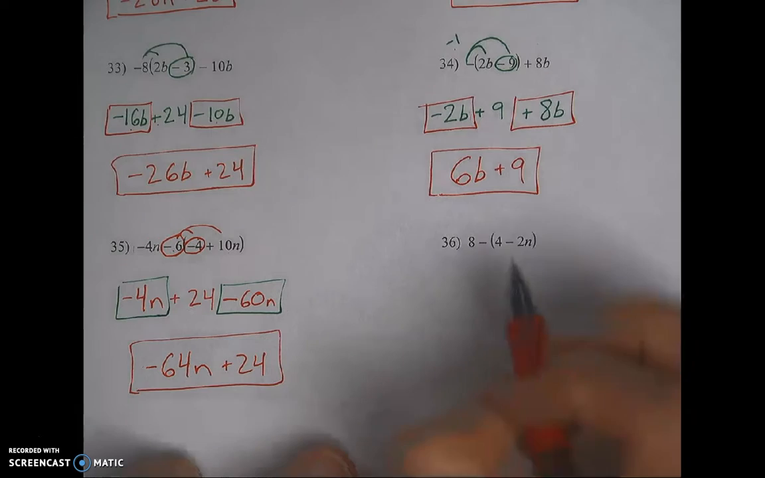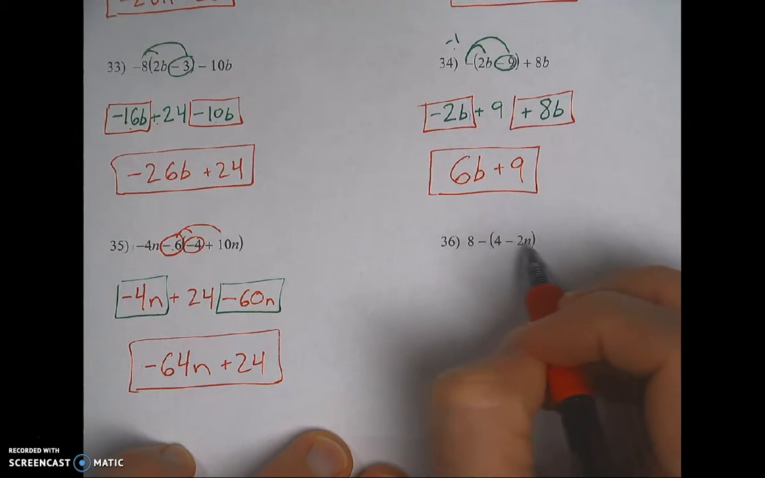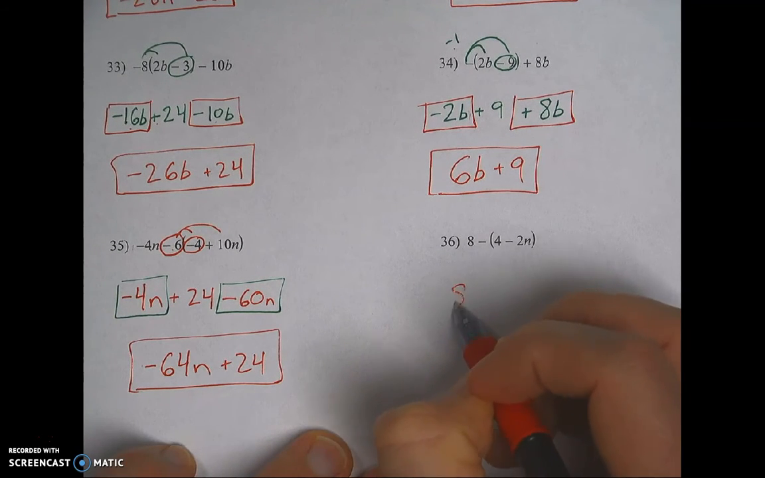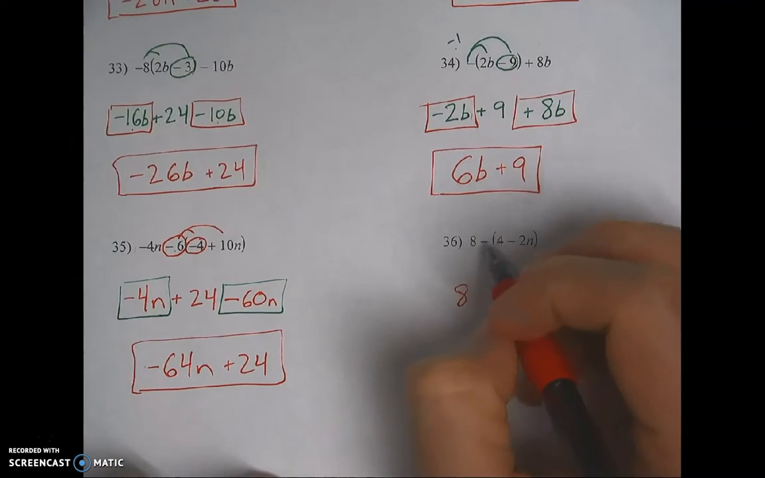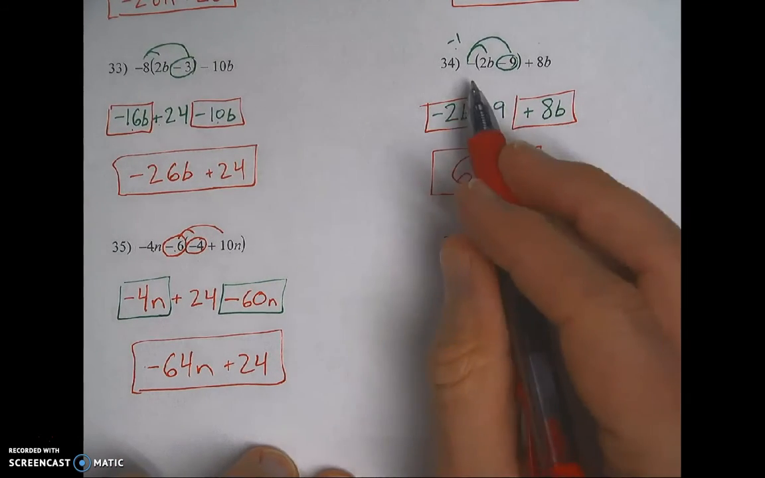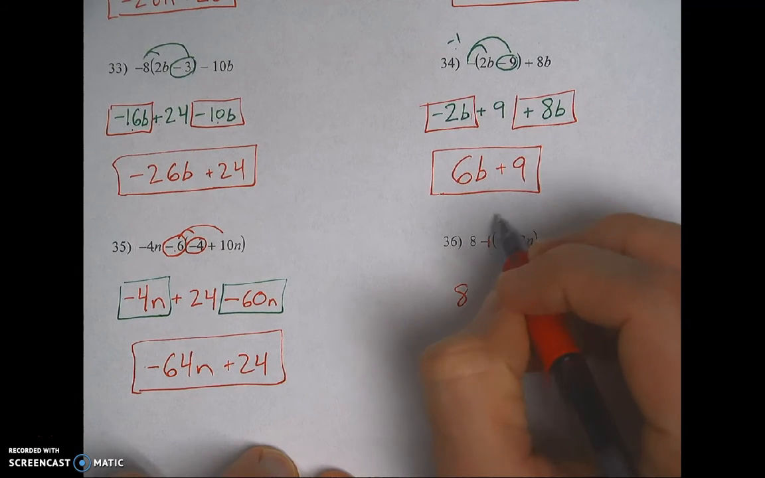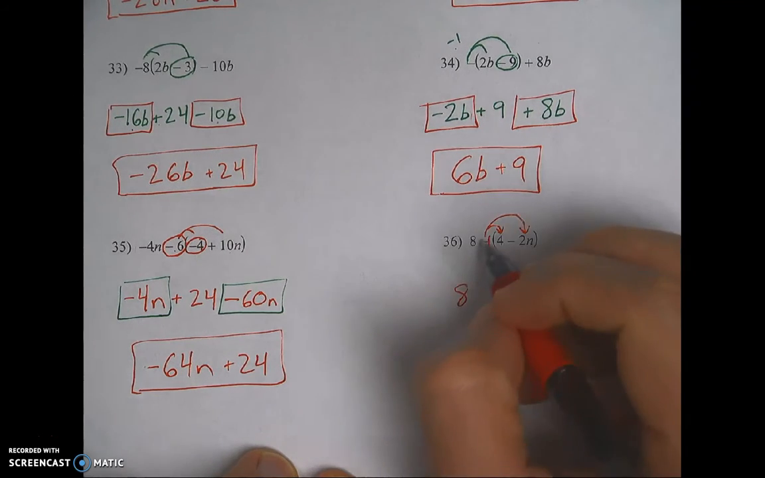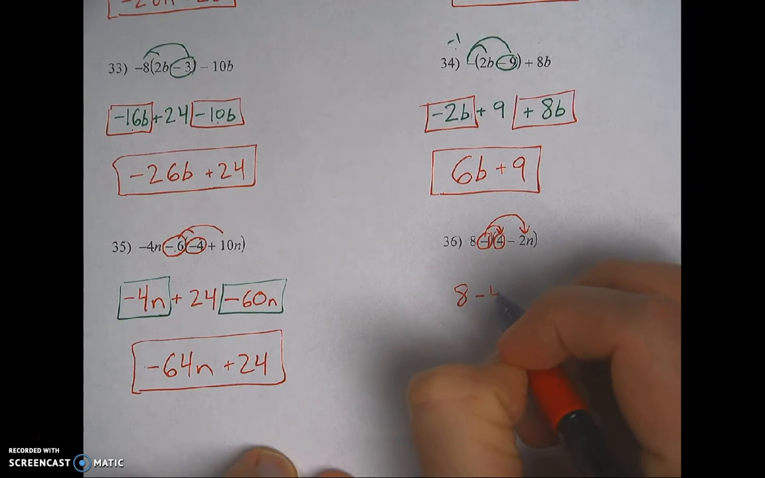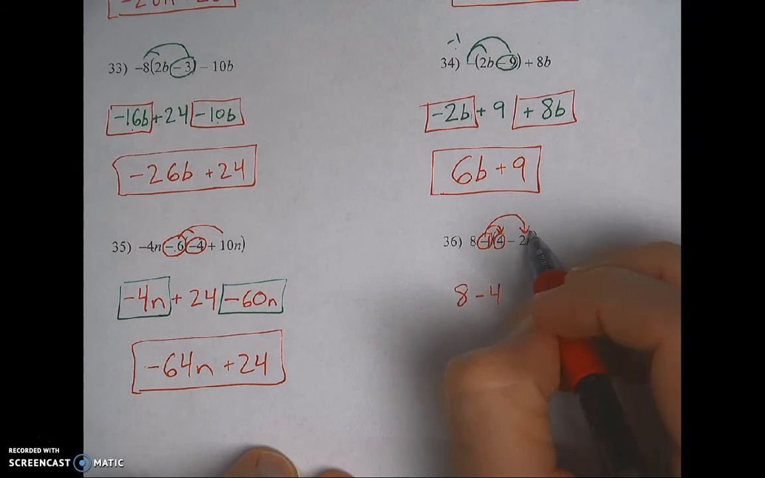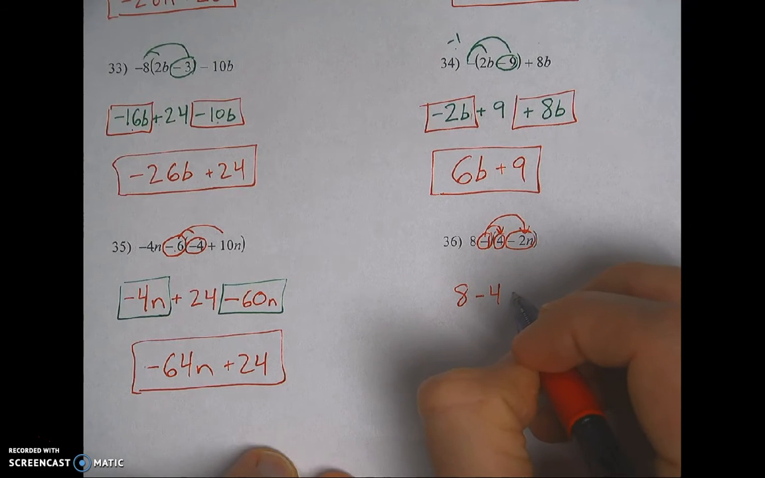Okay, so the 8 is not being multiplied times any of this. The 8 is on its own, so that's what's going to come down here. This minus is like this minus up here, this negative sign. It's like there's a negative 1 out here. So the negative 1 is what's being distributed to both of these numbers. So it's a negative 1 times a 4, which is negative, so I write minus 4. And it's a negative 1 times a negative 2. Negative times a negative is a positive, so I put plus 2n.